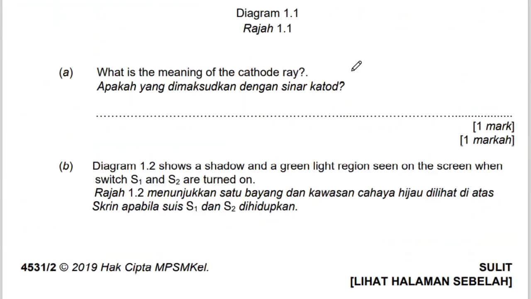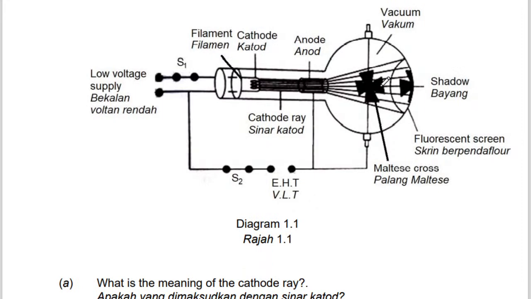So if you bring a magnet somewhere here, the shadow will be deflected. If you bring the magnet somewhere here, either here also can. But normally we bring the magnet somewhere here, either here or from top to bottom. So the shadow will be shifted. The direction of the shadow can be determined by using Fleming's left hand rule.